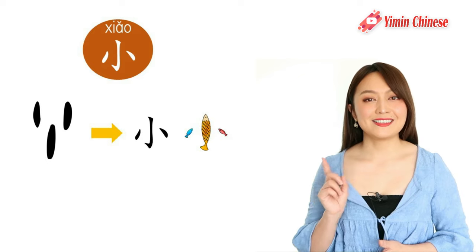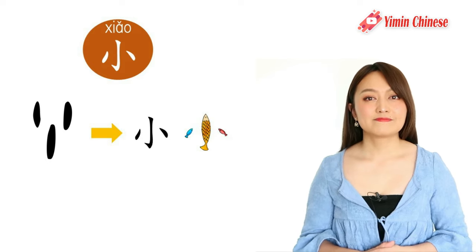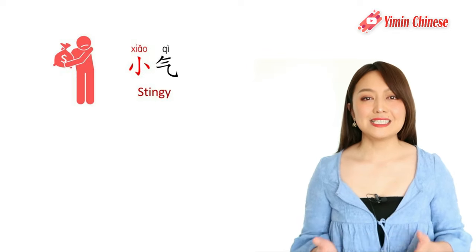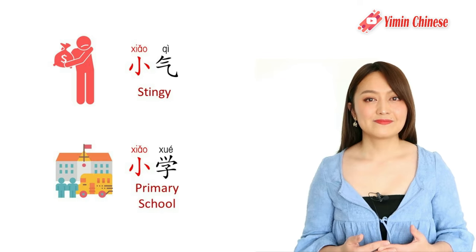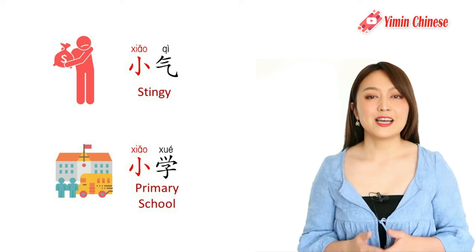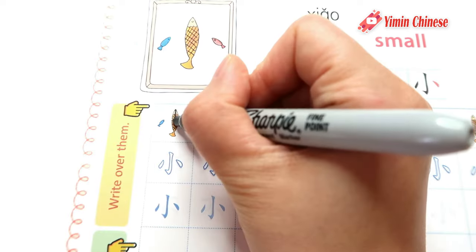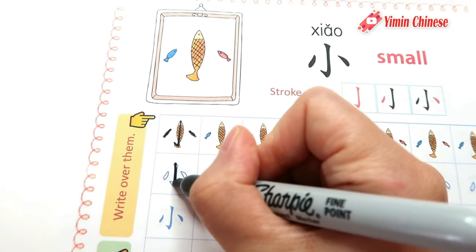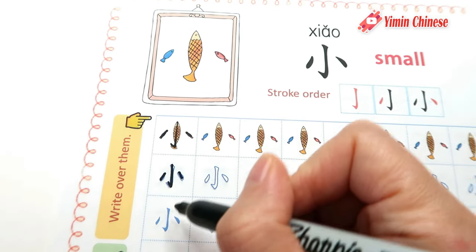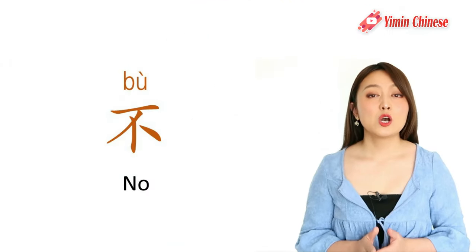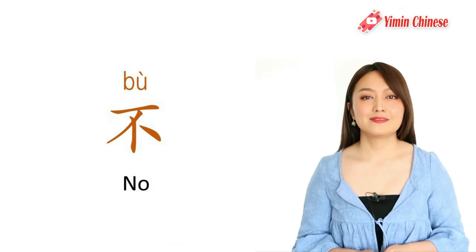Originally, it looked like this, and now it looks like this, 小. Typical words made with this character, 小气, stingy, or 小学, primary school. Now, let's write the character.